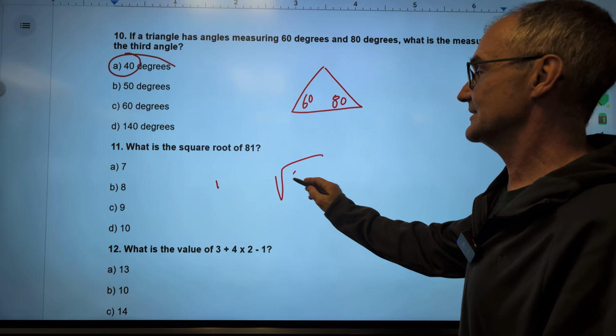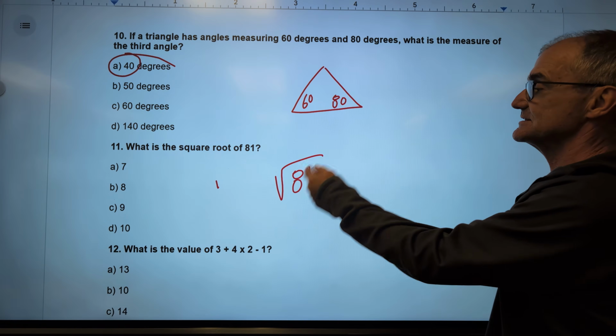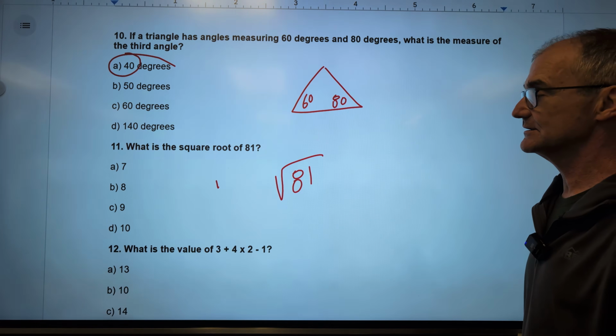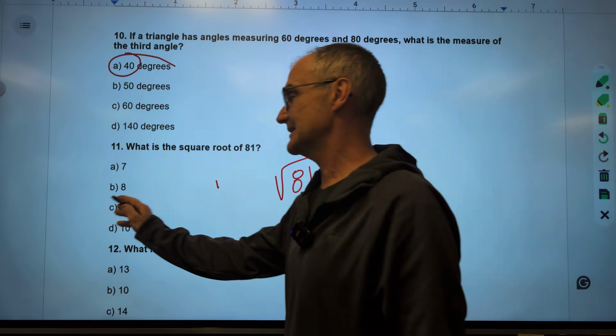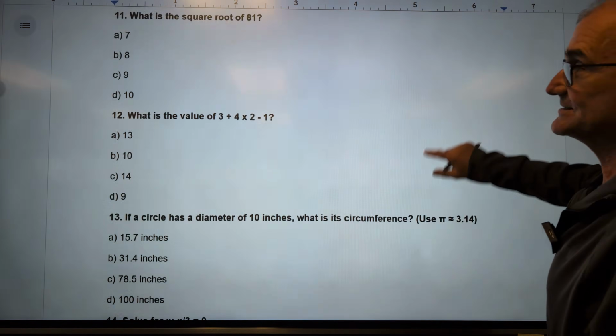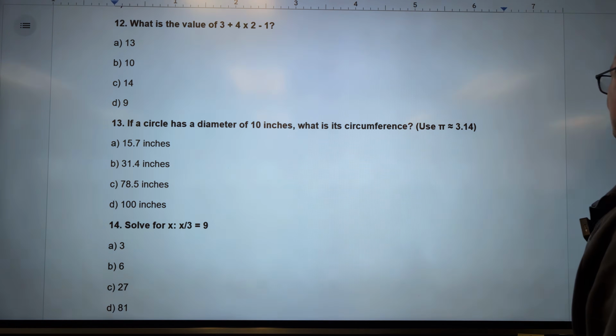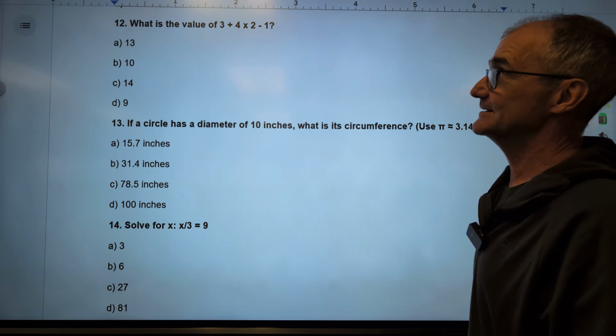Square root of 81 is saying what times itself is equal to 81. Correct answer would be 9, answer C. These are too easy for you, that's great. I do get to some harder ones towards the end.